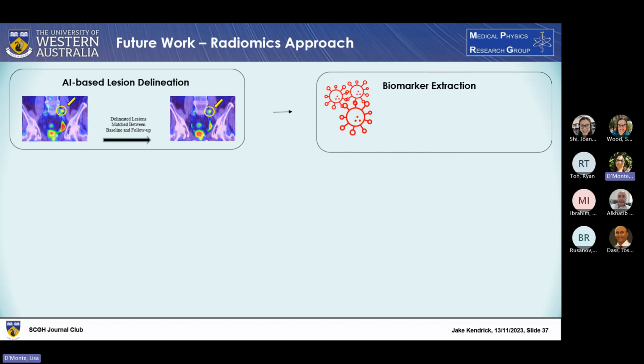So I'll spend just a minute or so on future work. One of the key things I think future work should look into, in my opinion, is what's called a radiomics approach. We extracted a few biomarkers from each of these lesions, but we really limited ourselves to the ones that are most likely to be implemented in clinical practice. So we're talking about SUV mean, maximum, peak, and volume. But of course, there are many other biomarkers that we can potentially extract from these lesions.